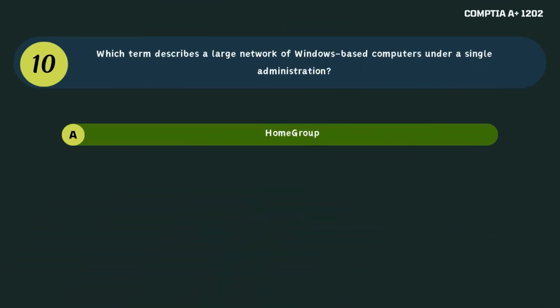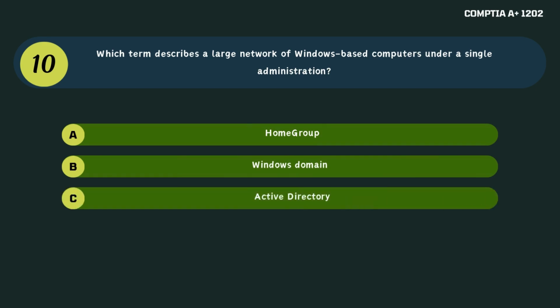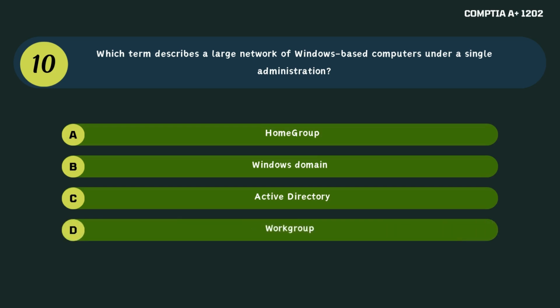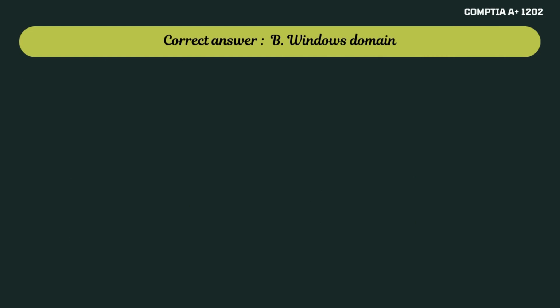Question 10. Which term describes a large network of Windows-based computers under a single administration? A. Home group. B. Windows domain. C. Active Directory. D. Workgroup. Correct answer: B. Windows domain.